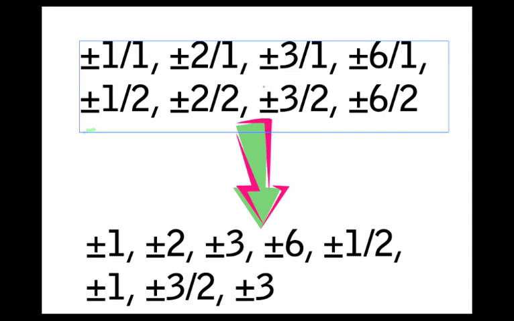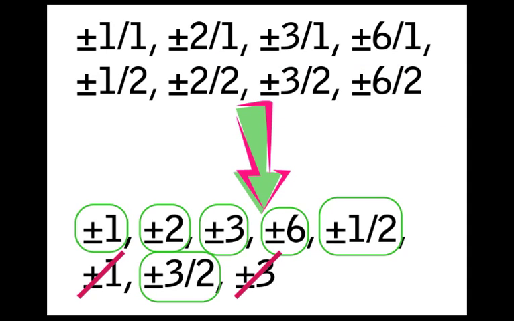Next, we put each factor of 6 over each factor of 2, which gives us both positive and negative of 1 over 1, 2 over 1, 3 over 1, 6 over 1, 1 over 2, 2 over 2, 3 over 2, and 6 over 2. And we can simplify these to positive and negative 1, 2, 3, 6, 1 half, 1, 3 over 2, and 3.